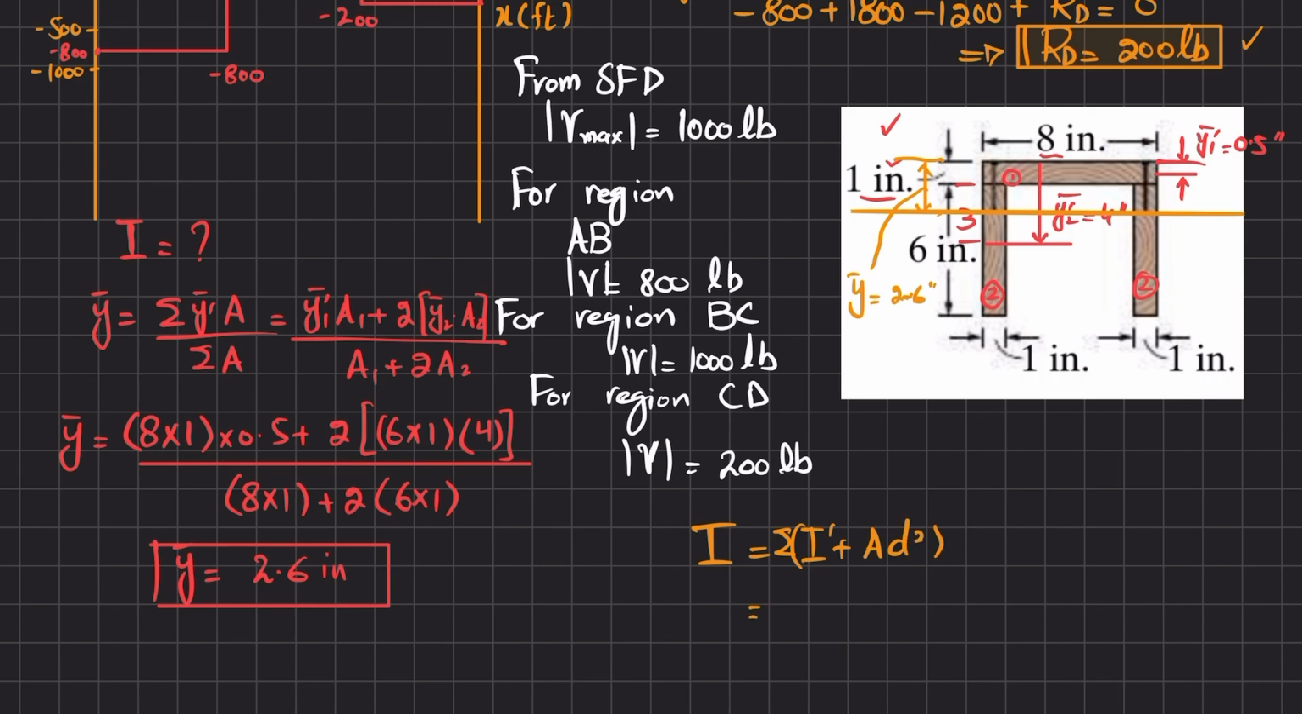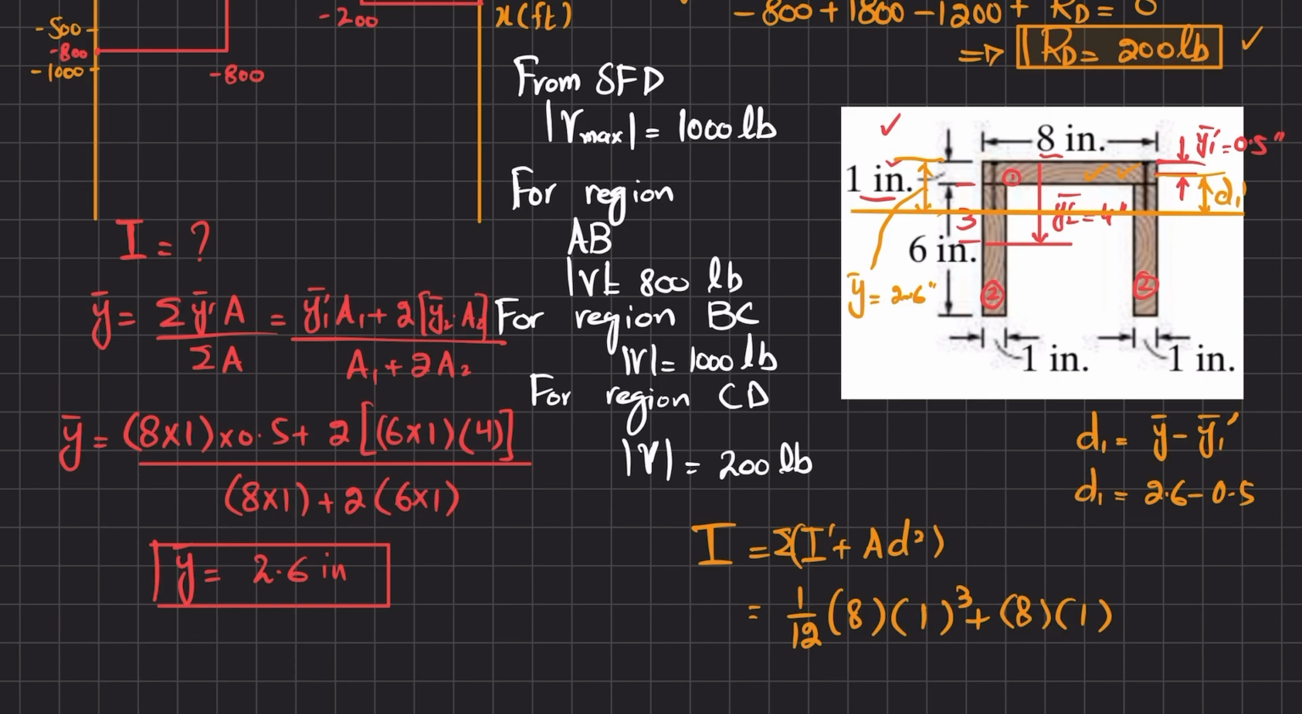For member 1, it will be equal to 1 over 12, breadth which is 8 and height 1 cube, plus area which is 8 into 1. And what is d square? d square is the distance from the neutral axis to the mid of this section. So this is your d1 for member 1, and you can see d1 is equal to y dash minus y1 dash bar, so y dash is 2.6 minus y1 dash which is 0.5. Clear? So this is your d1.